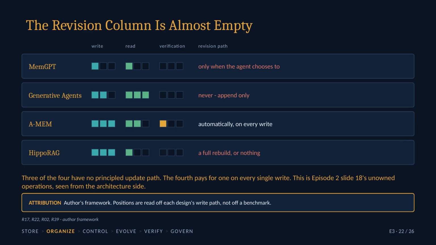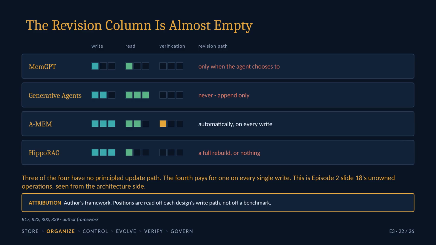MemGPT revises when the agent happens to choose to. Generative agents never revise, by design. HippoRAG revises by rebuilding the whole index or not at all. Only A-MEM has an automatic update path, and it pays for it on every single write.